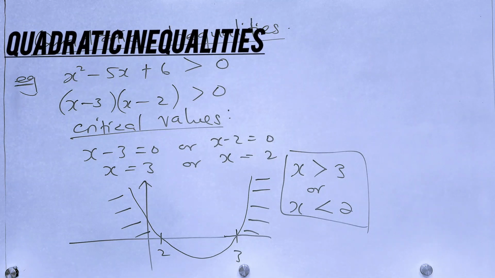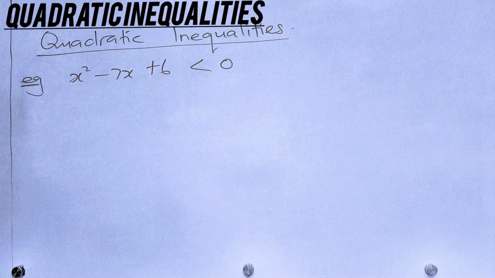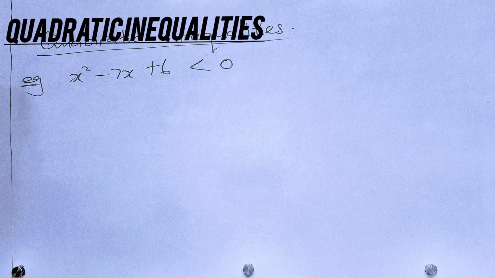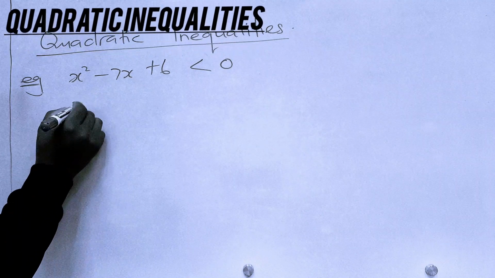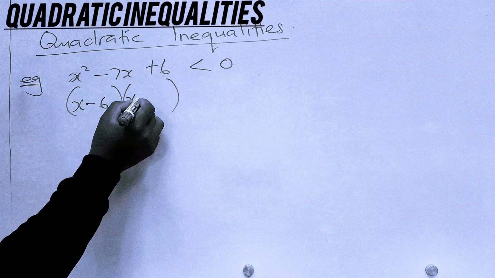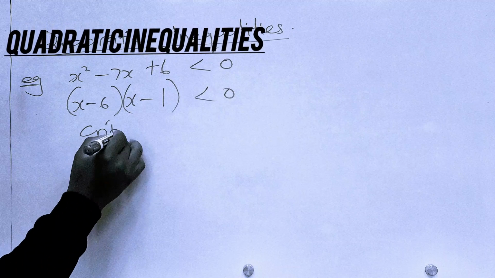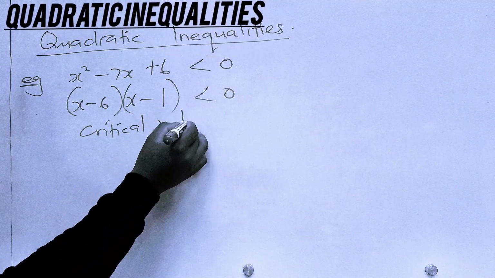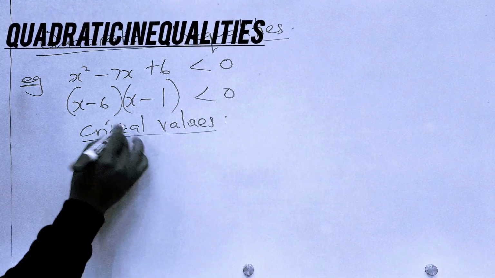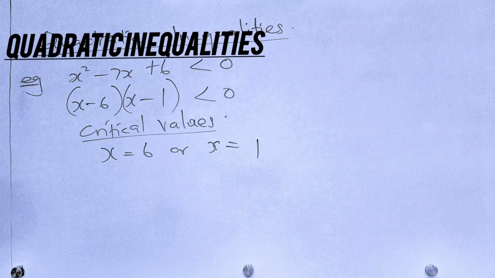Let's see the next example that follows. In this example, we are given x squared minus 7x plus 6 is less than 0. So what we do here is factorize this part. We find factors of 6, which are minus 6 and minus 1, and this is less than 0. So our critical values are xc is equal to 6, or xc is equal to 1. Those are our critical values.